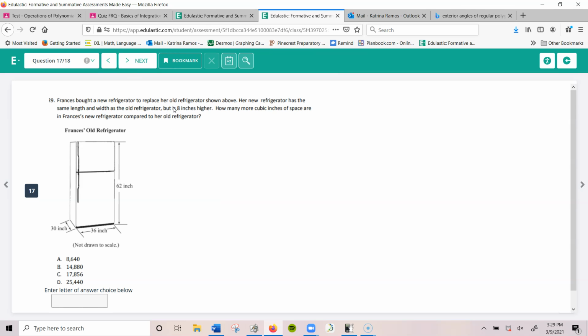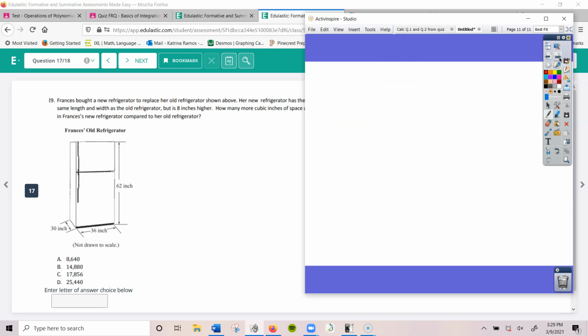Frances bought a new refrigerator to replace her old refrigerator shown above. Her new refrigerator has the same length and width as the old refrigerator, but is 8 inches higher. How many more cubic inches of space are in Frances' new refrigerator compared to her old refrigerator? So it says here how many more cubic inches. Whenever you see your units are cubed, that's volume. And volume is when you multiply length times width times height.